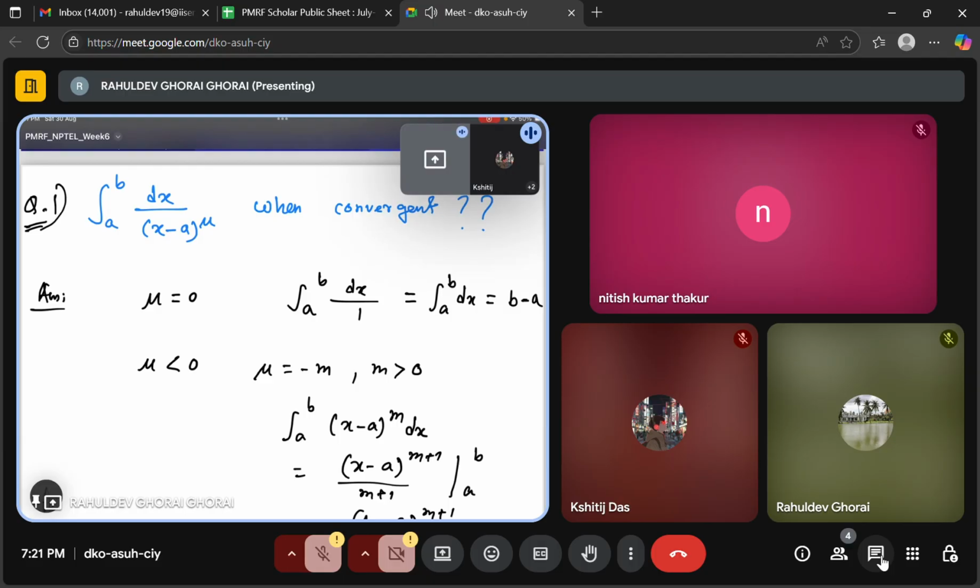So I'm giving the answer to your first question in this. You were asking how mu is equal to minus m, then m greater than 0. So I did not write that directly. I wrote: mu is less than 0, then mu is equal to minus m, where m is greater than 0. Mu is a real number and m is a real number. Now do you understand, or do you have something to say?